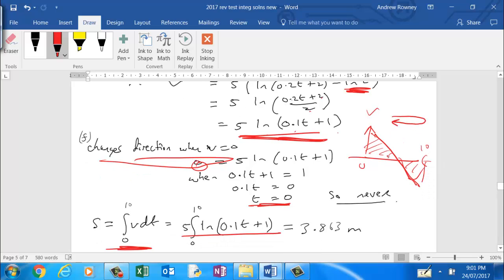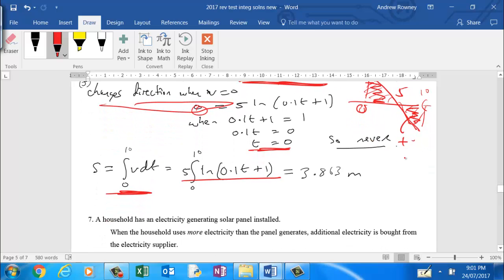So it was important to work out where it changes direction, because if it changed direction at 5, we'd have to do the integral from 0 to 5 and get the answer, and then we do the integral from 5 to 10 and get another answer. This would be a negative value, we have to change it to a positive value and add it on to get the total distance. It's not that complicated because it's all in just one direction.